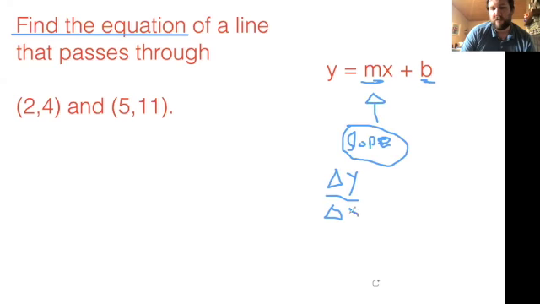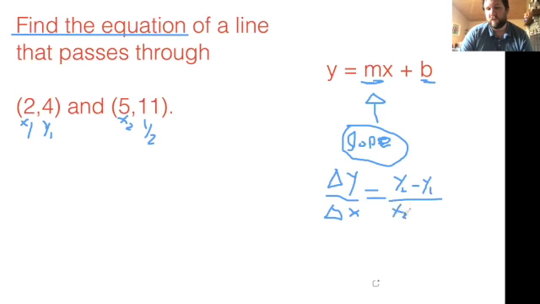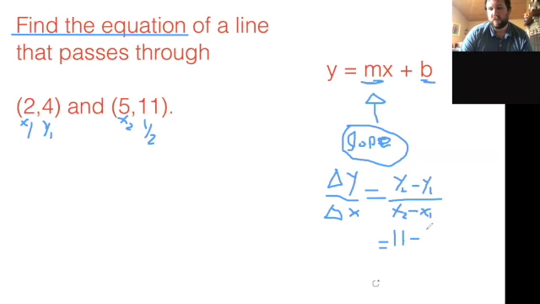One strategy that was suggested that will definitely work, and there are many valid ones, is to call this point 1 and this point 2. Then this would be our x1, this would be our y1, this would be our x2, and this would be our y2. The change in y is the difference between the y values, so the slope is y2 minus y1 over x2 minus x1. Now I plug in the things I've identified: 11 minus 4 over 5 minus 2. Then I can do my calculations here.